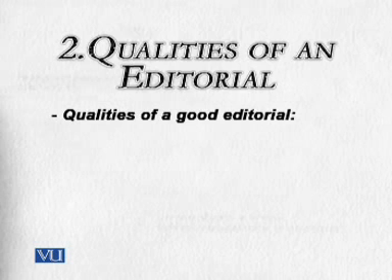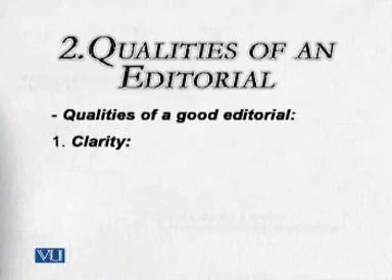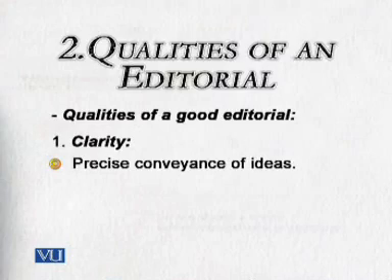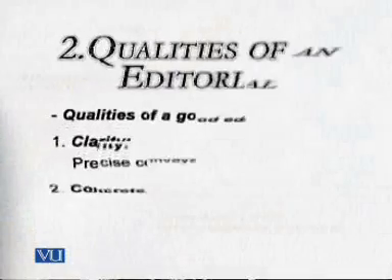Now, let's talk about the qualities of a good editorial. First of all, in an editorial, you have two things. You have ideas, plus you have language. So these two things will again be based on the same characteristics of good writing. An editorial should also be an example of good writing. First of all, it should be clear, precise conveyance of ideas. Whatever point, whatever idea you want to convey, make sure it's clear. Make sure there is no ambiguity in it. Make sure that people can easily understand so that the purpose could be served.